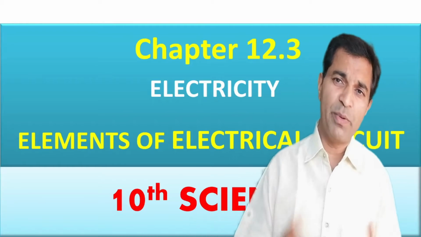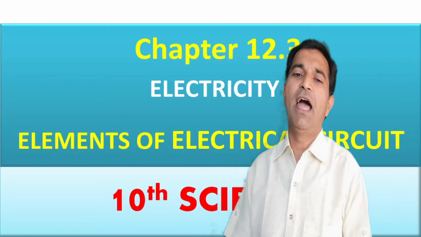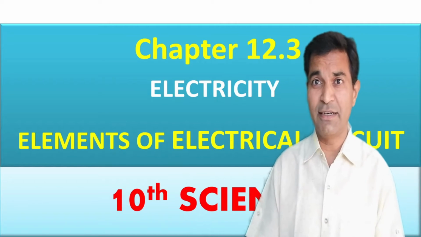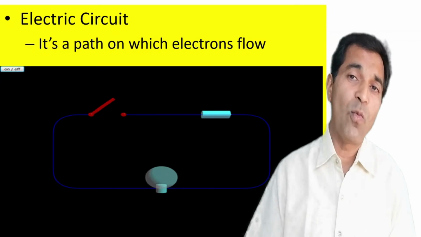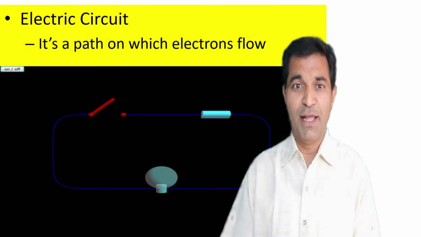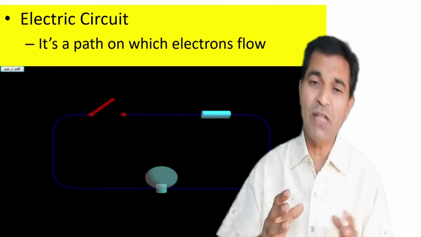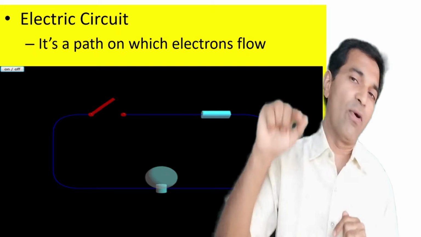Chapter number 12 and topic number 3 of the chapter Electricity, and the topic is the elements of an electrical circuit, subject Science, standard 10th. Now what is an electric circuit? The fundamental question is, what is an electrical circuit? Actually it is a path on which electrons flow.